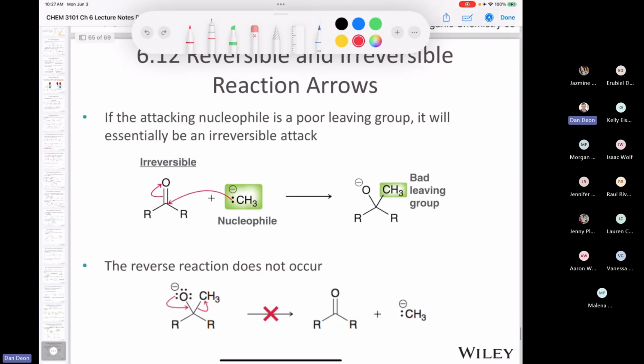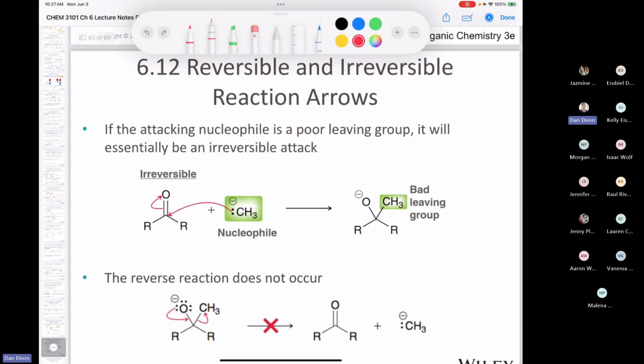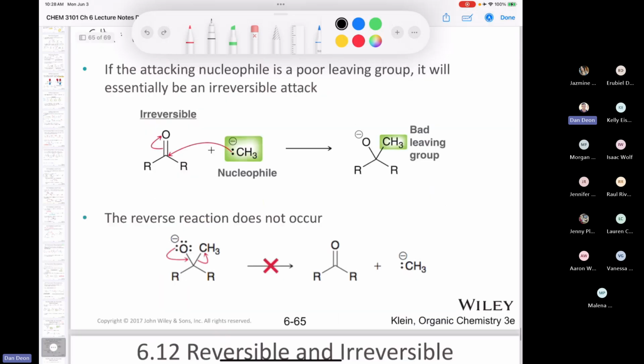The next one is if your nucleophile is a terrible leaving group, it's not reversible at all. You just draw an irreversible arrow. Think about this methide ion. Is that a good leaving group? Well, it's the conjugate base of methane, which has a pKa of 50. That's like the worst leaving group in the universe, so of course it's not going to leave. In that case, the reverse reaction doesn't happen whatsoever. So you have to know your strong acids. If something is the conjugate base of a strong acid, it can also act as a leaving group, so you draw reversible arrows. If it's not, then you don't draw them.